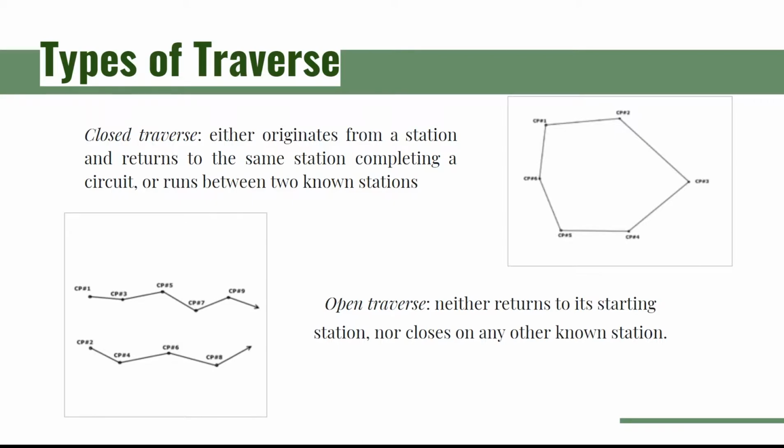First is the closed traverse, which either originates from a station and returns to the same station completing a circuit, or runs between two known stations. And the second is the open traverse, which neither returns to its starting position nor closes on any other known station.